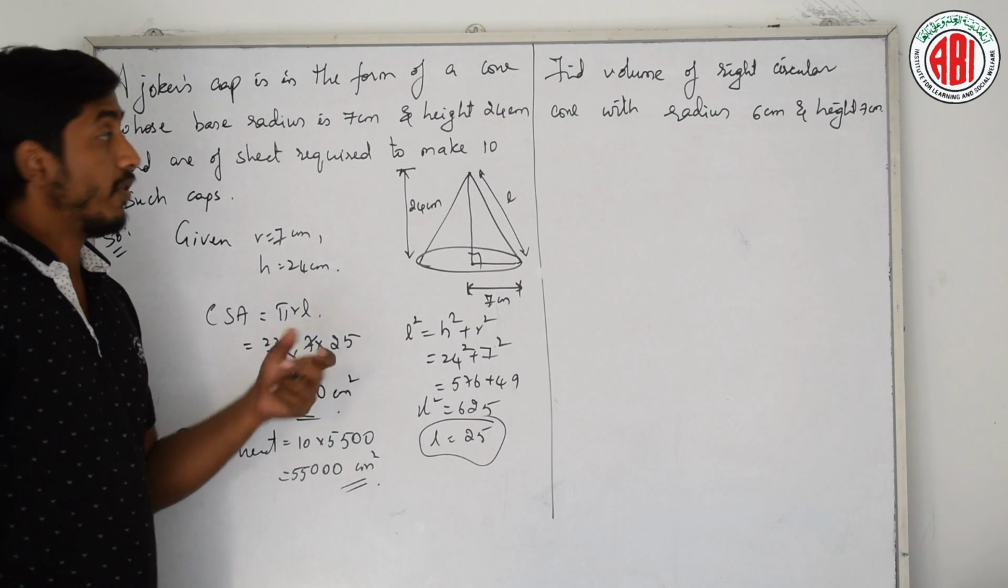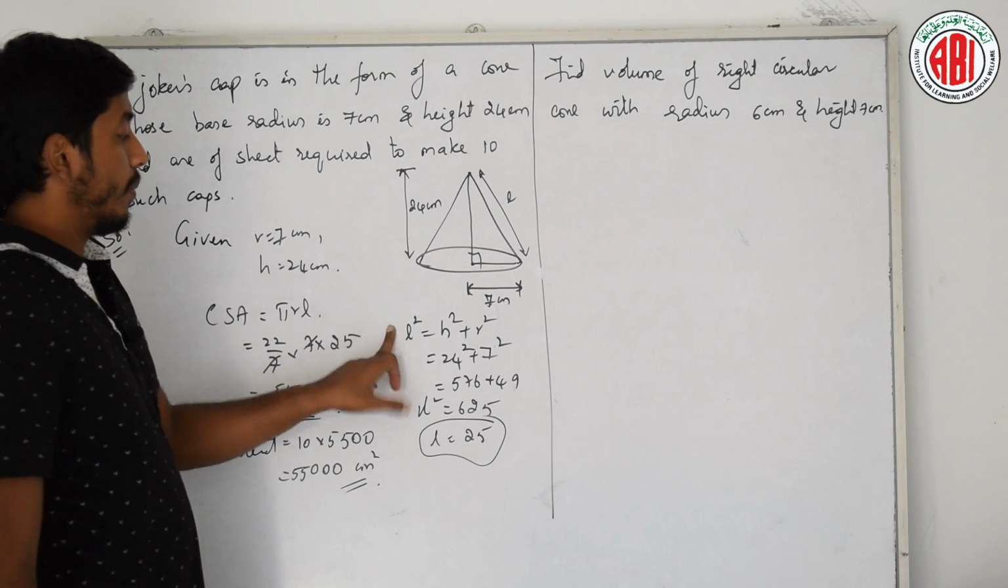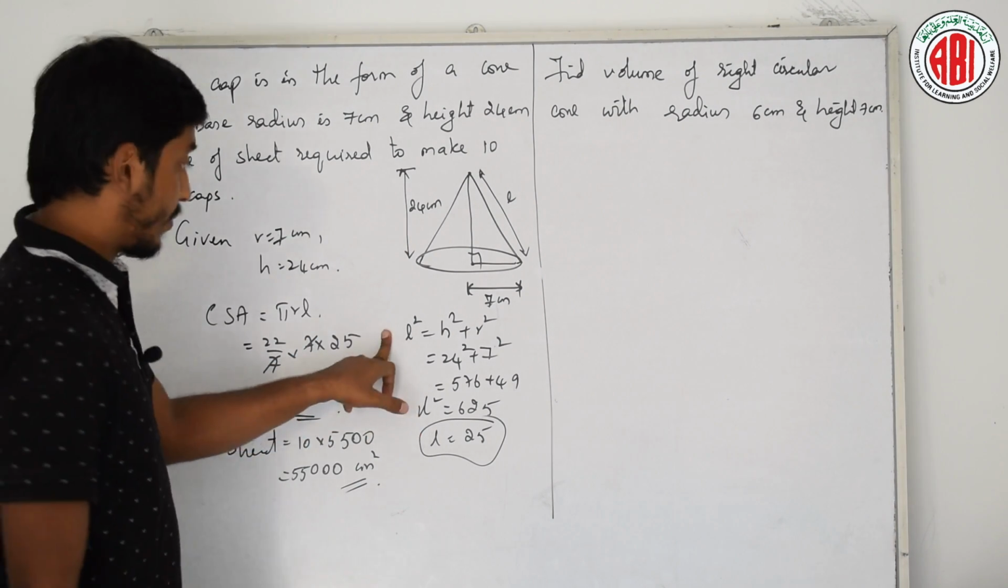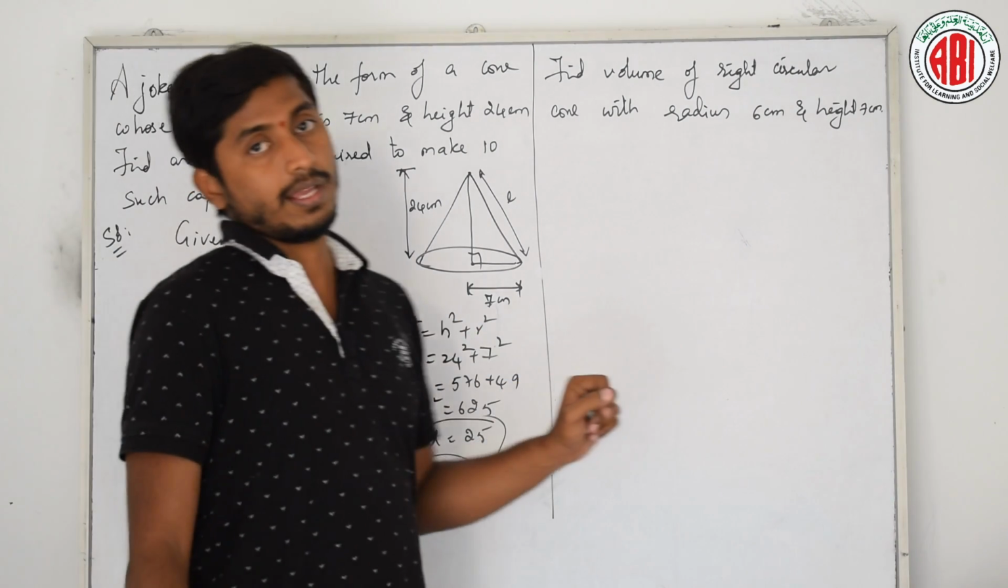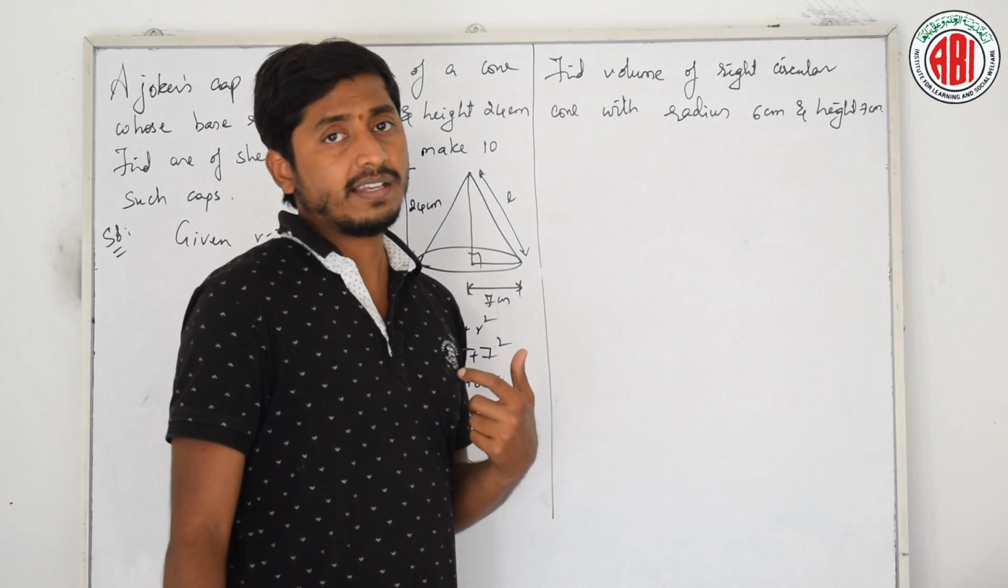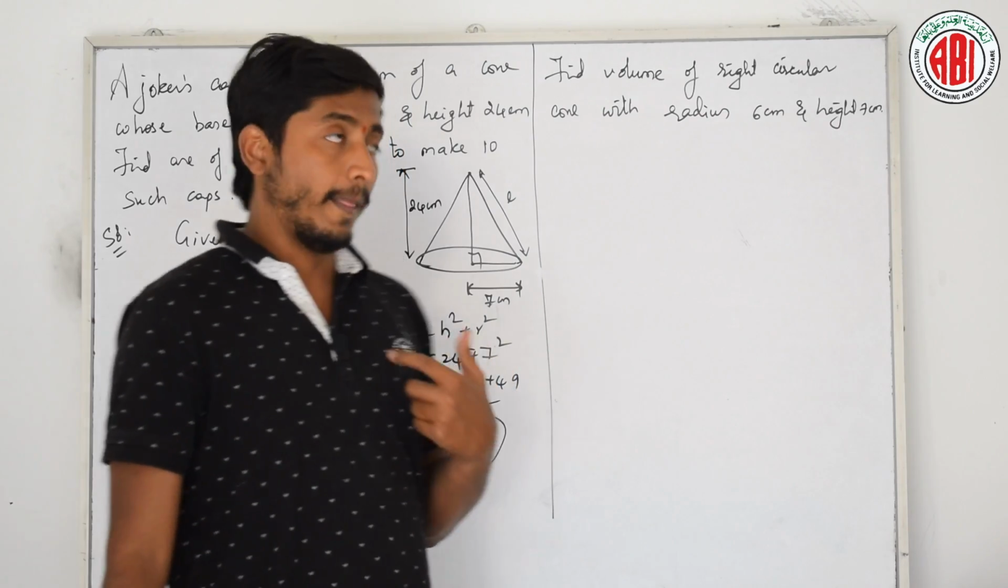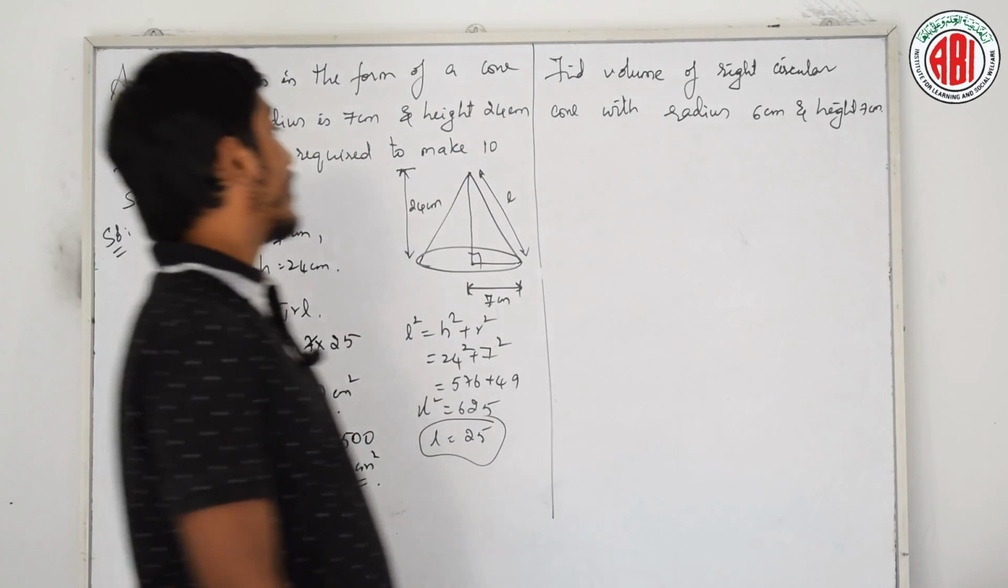Did you understand? What is it that I have to remember? I have to remember this relation, L square is equal to H square plus R square. Without that, can we find that? No. Okay? Yes.